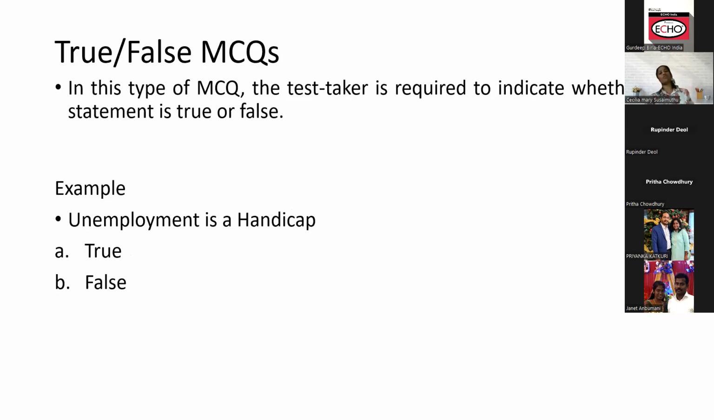Then true or false MCQs. In this type of MCQ, the test taker is required to indicate whether the statement is true or false.